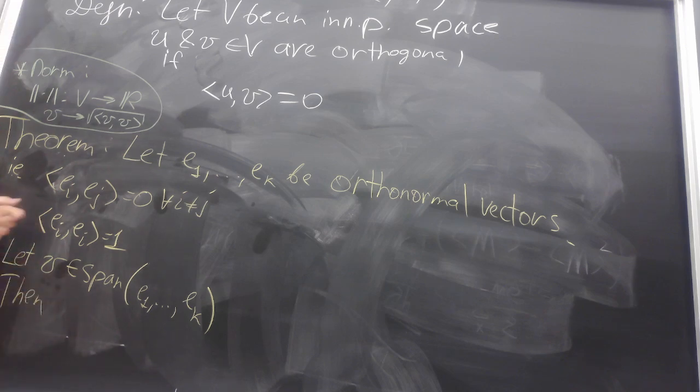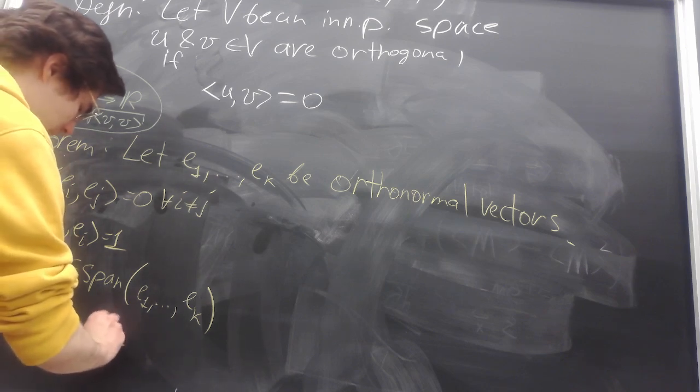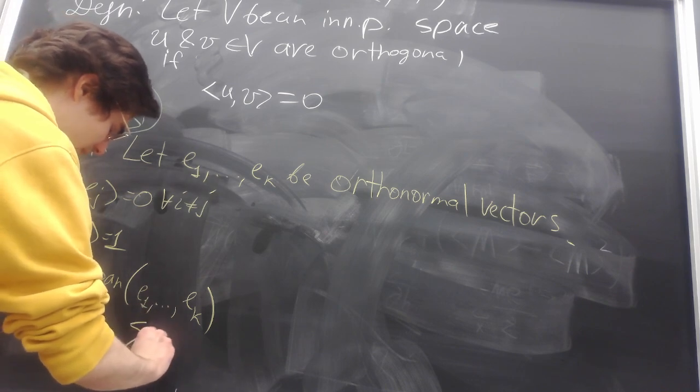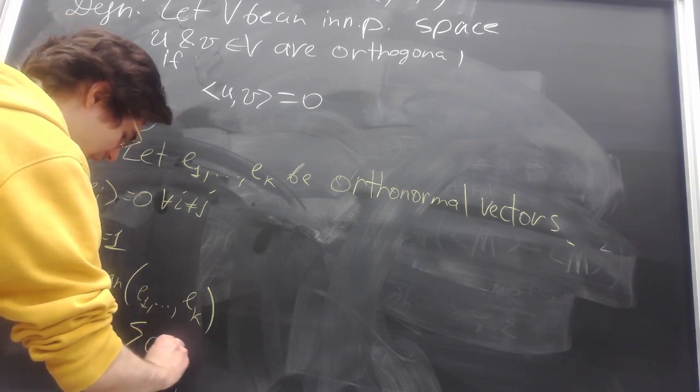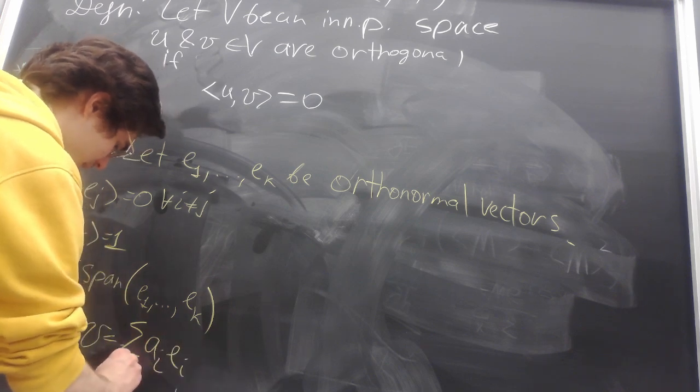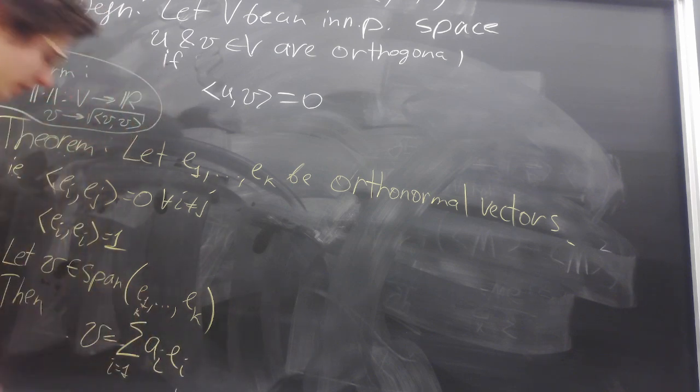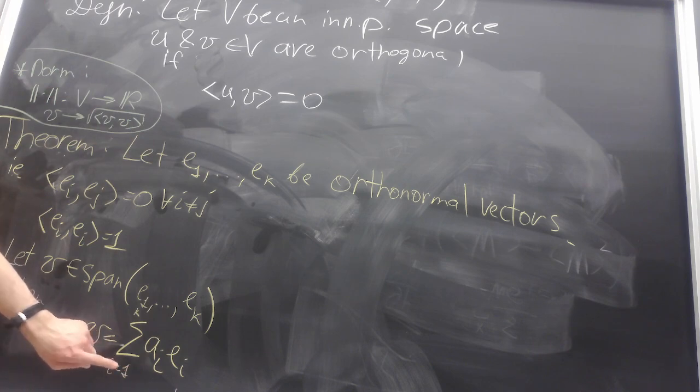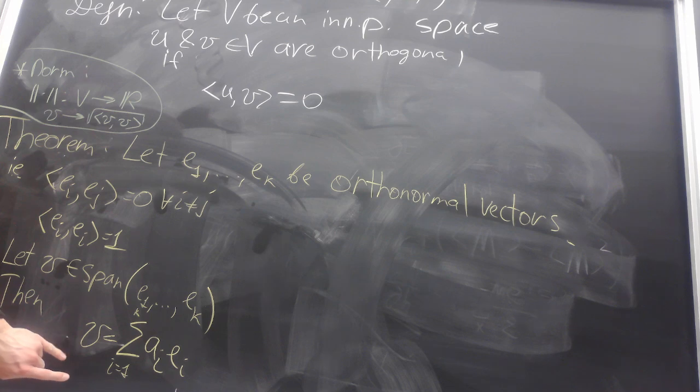Just by the definition of what span is, I should be able to write V as the sum of ai ei from 1 to k. So it should be some linear combination of the Eis. So far I haven't really given a statement of the theorem yet. I just told you fun facts.